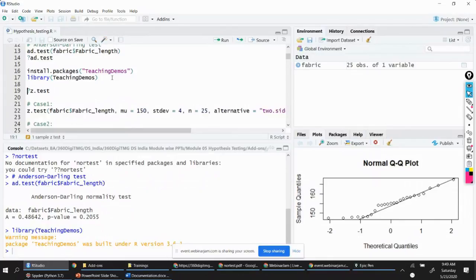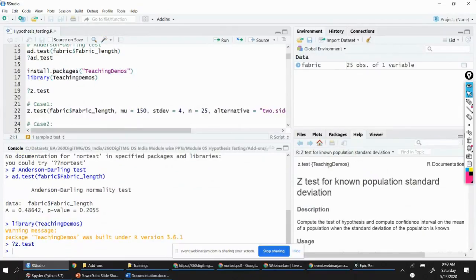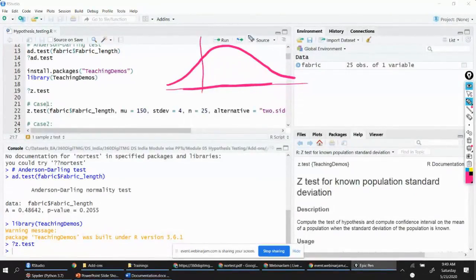So install and import that, and you can say z.test. It says z-test for known population standard deviation. Sigma is known for us, right? So this is the syntax. Case 1, wherein I have decided the hypothesis is equal to, not equal to. So what I'm basically saying is, I'm drawing this bell curve, and I'm saying this is 95%, assume.